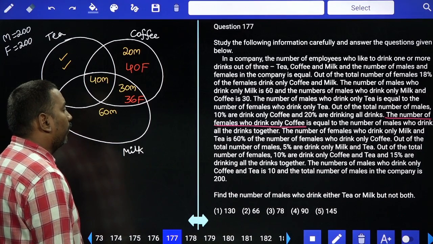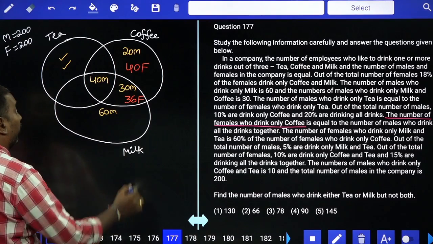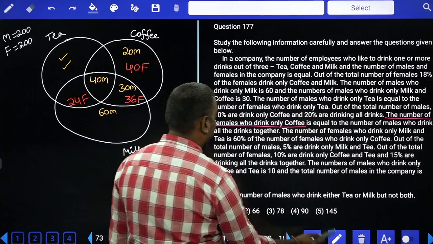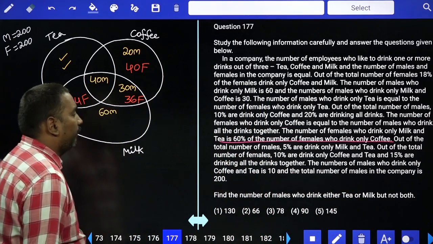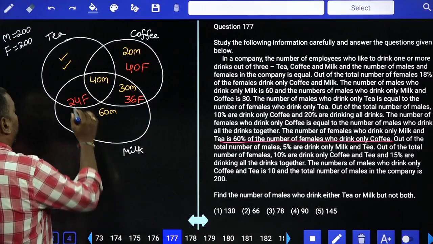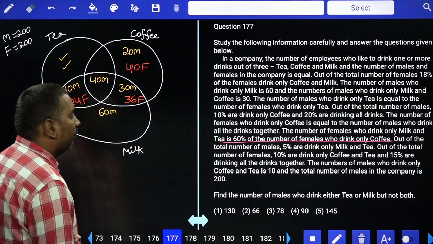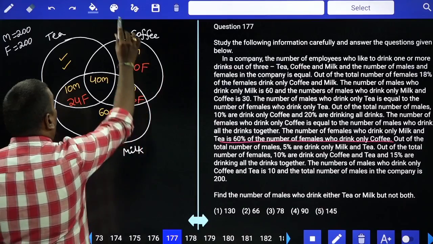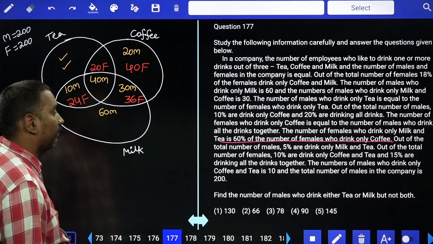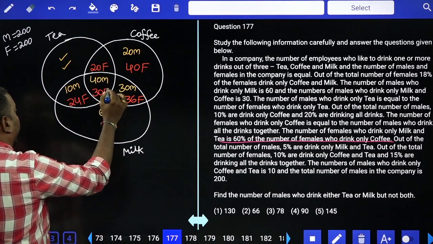The number of females who drink only milk and tea is 60% of the number of females who drink only coffee. So 60% of 40 is 24 females milk and tea. Out of the total number of males, 200, 5% drink only milk and tea. 5% of 200 is 10 males only milk and tea. Out of the total number of females, 200, 10% drink only coffee and tea. 10% of 200 is 20 females. And 15% drink all the drinks together. 15% of 200 means 30 females.